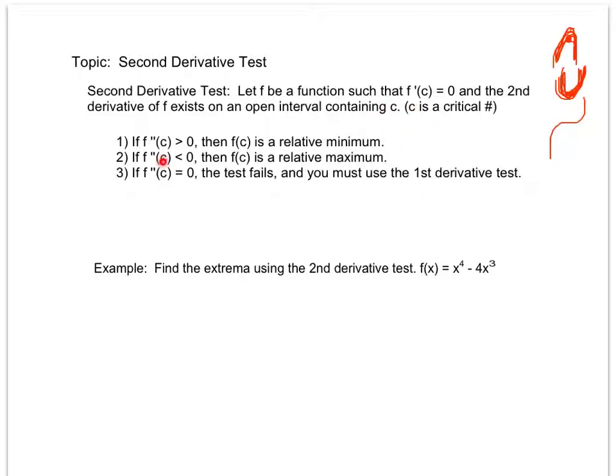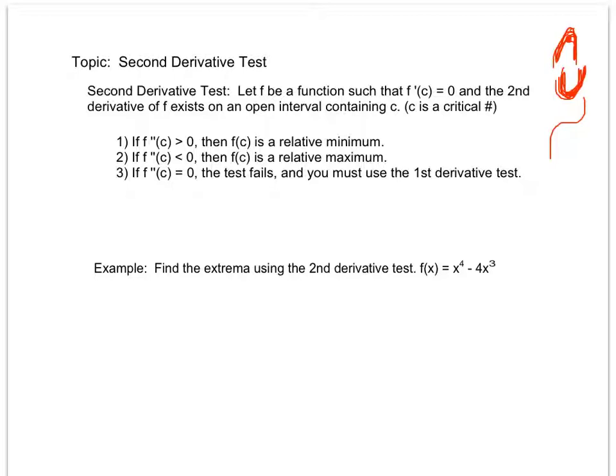Similarly, if I already know I have a critical value, I'm not anywhere on my curve except for either the top or the bottom. If I'm concave down, I can assume that I'm at a maximum point. However, if it's 0, then the test fails and I'm going to use the first derivative test. So let's look at two examples of how the second derivative test works.